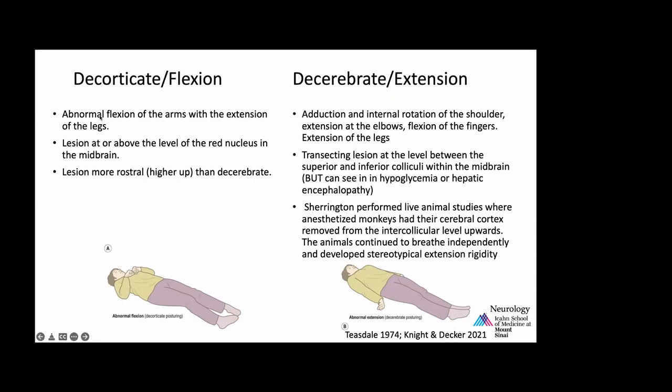But the decorticate posturing is less well described, but roughly decorticate is kind of higher up. So decerebrate is in the brainstem, and decorticate is probably a little higher up in the midbrain, red nucleus, whereas decerebrate is a little bit lower. But this is, again, what those postures look like.